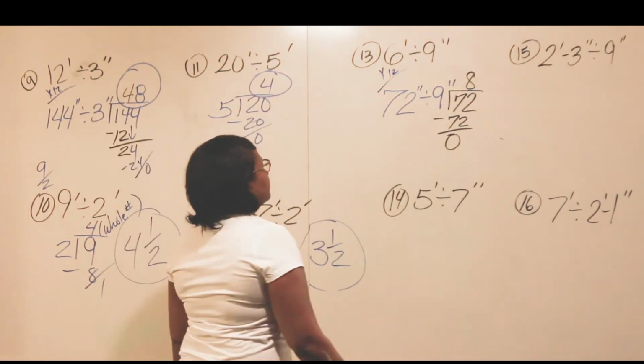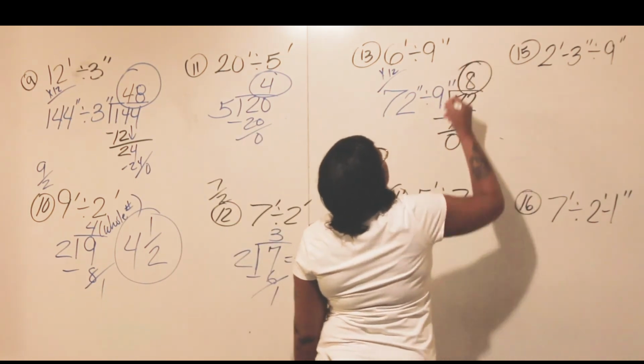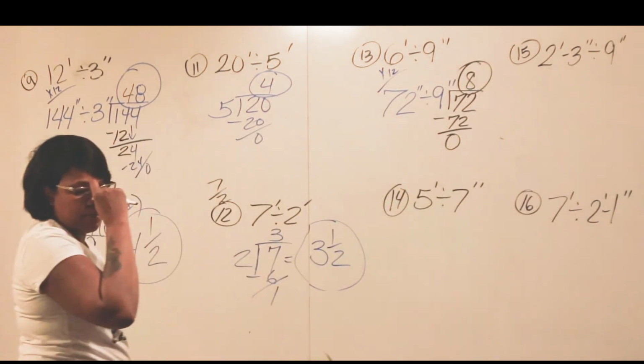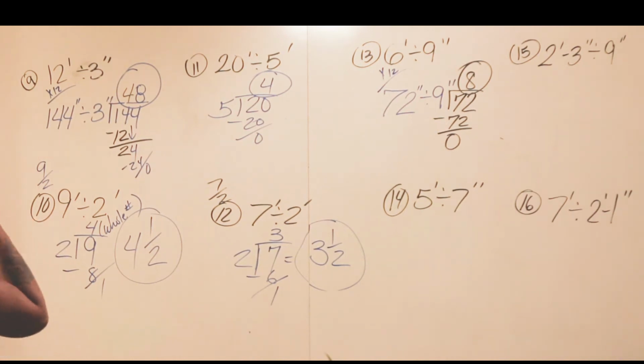8 what? Since it's measurement divided by measurement, it's just 8. Measurement divided by measurement is a number. Alright, let's look at number 14.